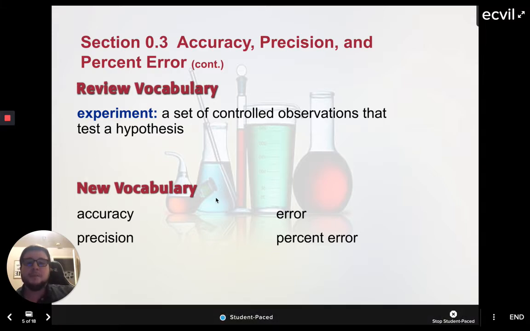New vocabulary for this section is accuracy, precision, error, and then percent error. We're going to talk about all 4 of those here in just a bit.